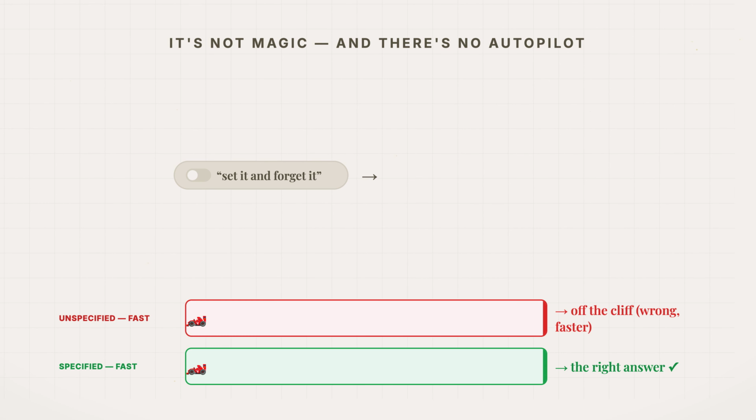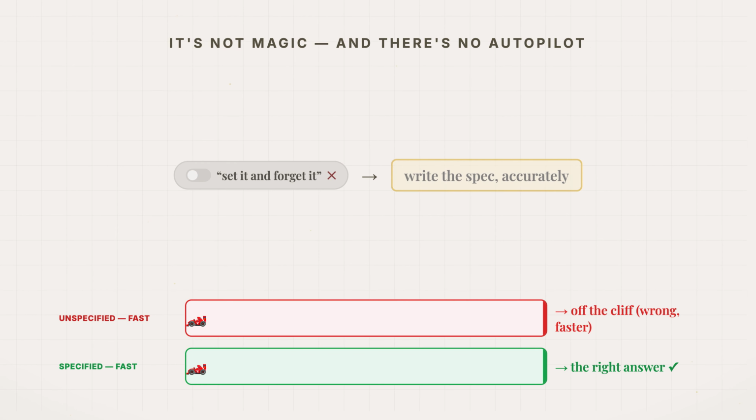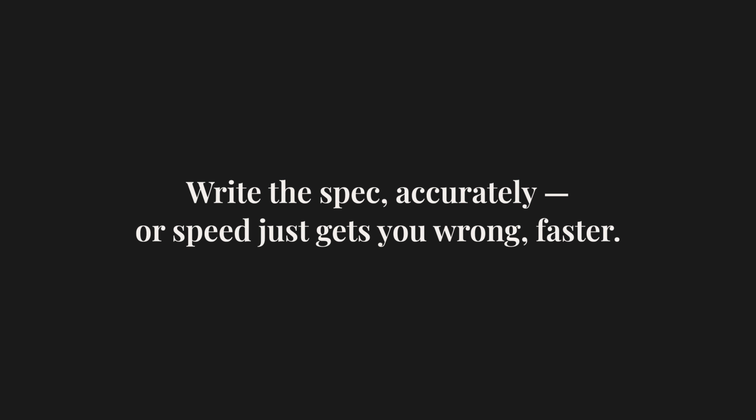This is the thing I keep coming back to in this whole course. The leverage isn't the AI doing the work for free. The leverage is you doing the defining, so the AI's output is finally worth something. You can't set it and forget it. You have to write the spec accurately, or the speed just gets you to the wrong answer faster.